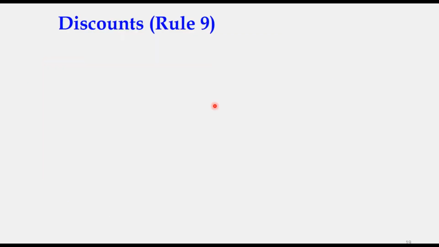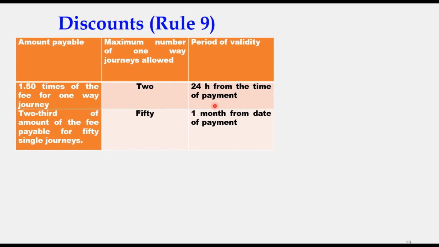Rule 9 provides some provisions for discount. The discount on toll rates is given to frequent users as per the concessionaire or executive authority. 1.5 times the fee for a one-way journey is applicable for a maximum of 2 journeys within 24 hours from the time of payment. Further, 2/3 of the fee payable is applicable for 50 single journeys within 1 month from the date of the payment.